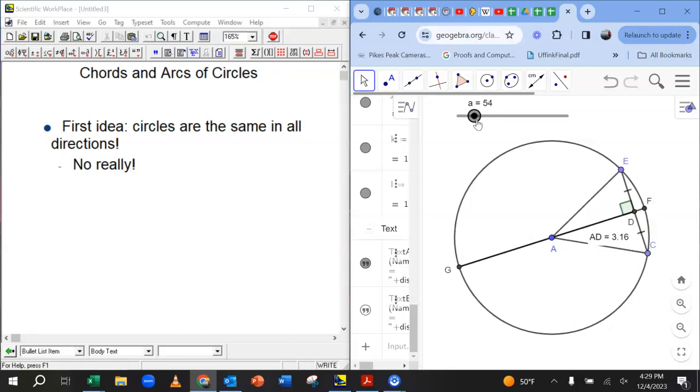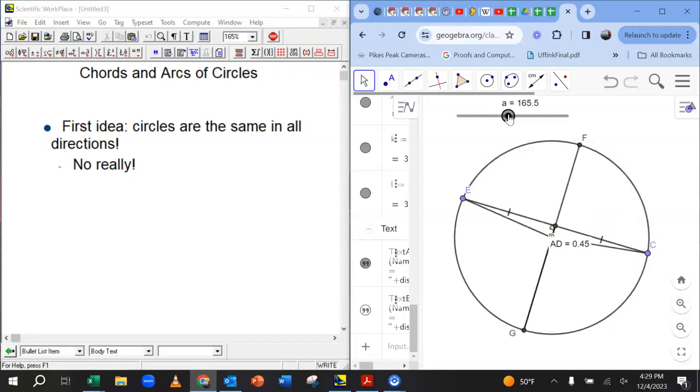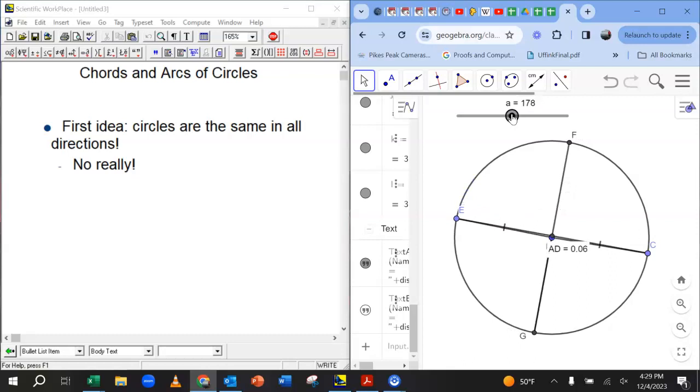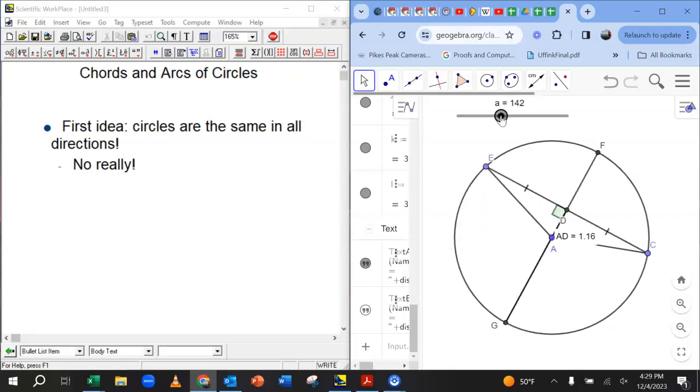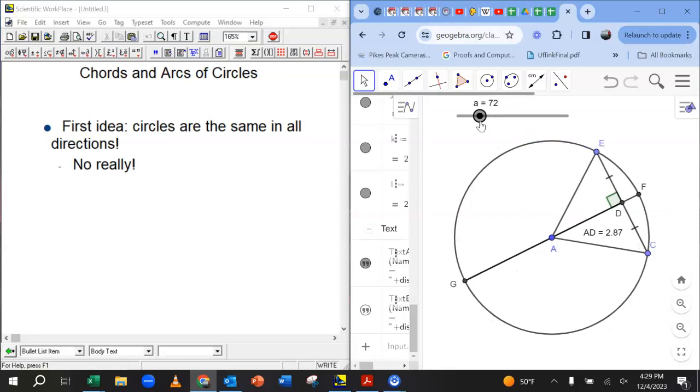Eventually, it's going to get really close to the circle itself. When that chord gets close to a diameter, the chord's getting really, really close to the center, and if it is a diameter, it's going to pass through the center. Okay, so that's cool.